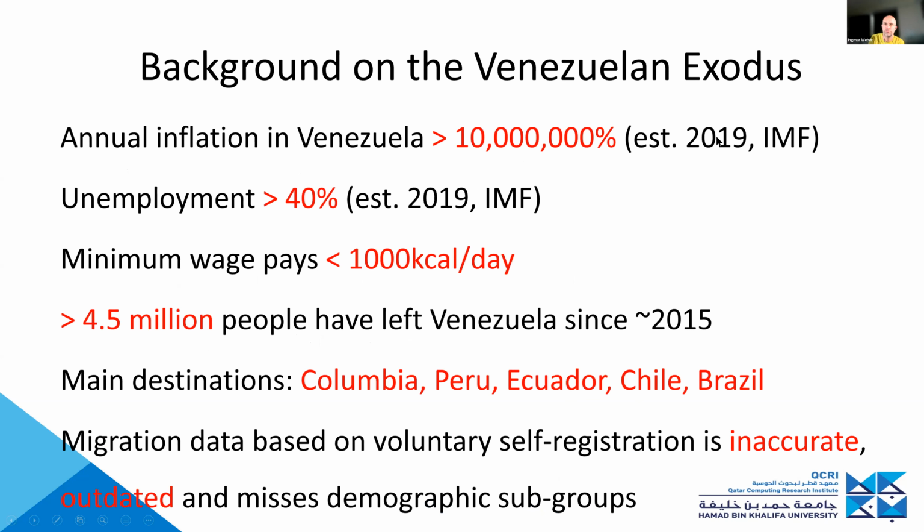in 2019, which was more or less when we did this work, the annual inflation in Venezuela was 10 million%, according to the International Monetary Fund. It's not a typo, it's really 10 million%. So it's hyperinflation. Unemployment was upwards of 40%. If you were earning minimum wage and you spent every single peso, I believe, on food, you could only afford 1,000 calories per day. So you're starving. This is the so-called Maduro diet.